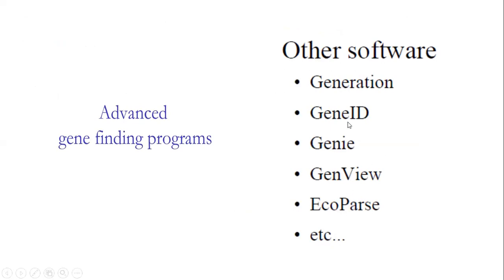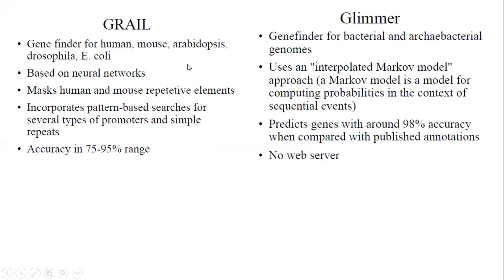GeneI, GeneView, Generation, GeneID, a lot of stuff is available, but try to concentrate on only GRAIL and Glimmer. For example, GRAIL is a gene finder for human, mouse, Arabidopsis, Drosophila, and E. coli. It works based on neural networks, pattern-based recognition. Accuracy is 75 to 90%, 95%. Glimmer is specific to bacteria and archaebacterial genomes.